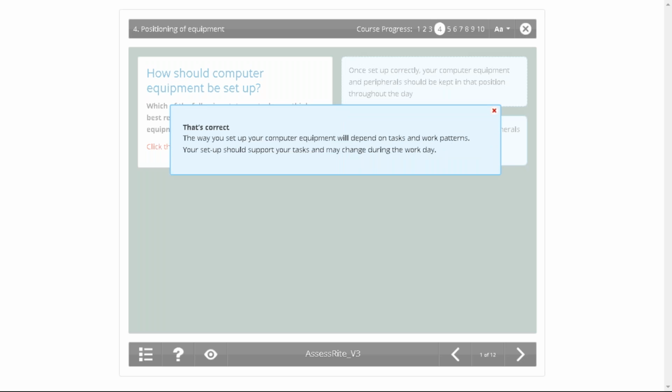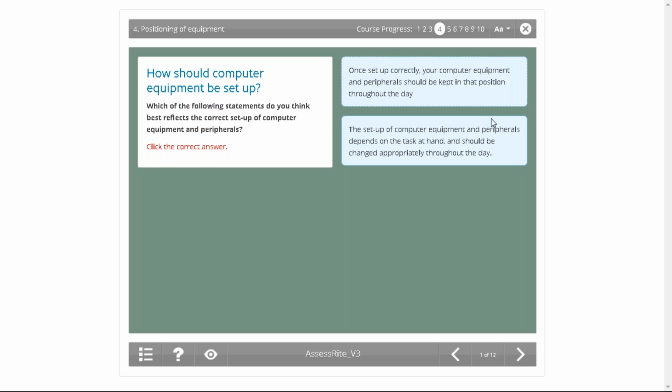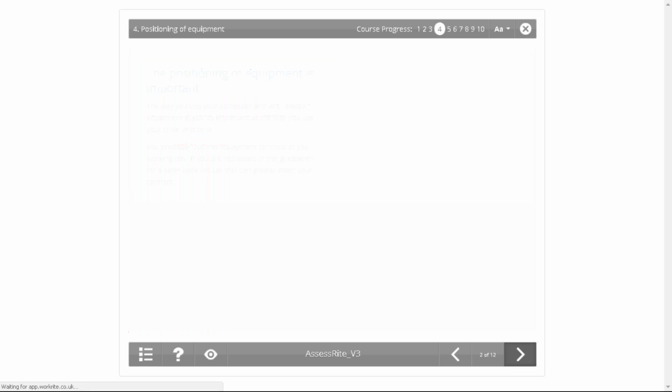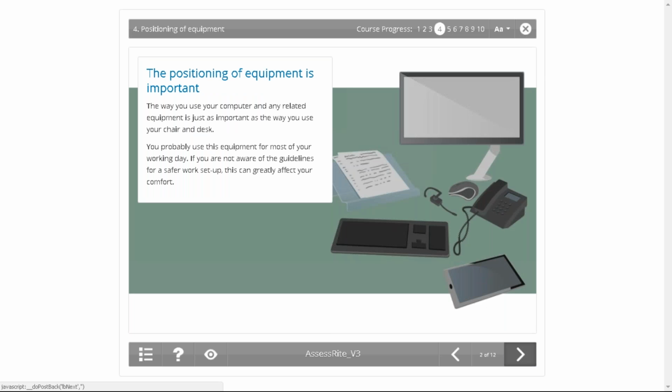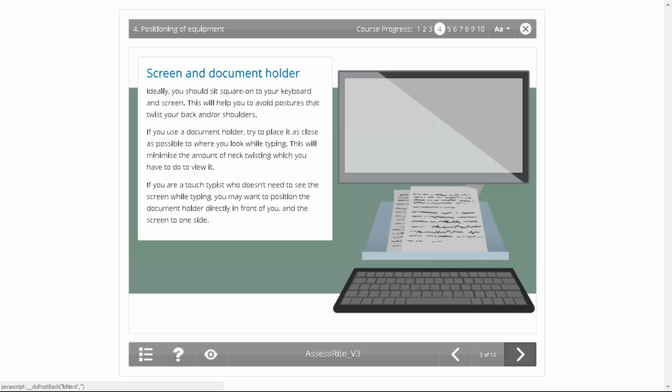That's correct. The way you set up your computer equipment will depend on tasks and work patterns. Your setup should support your tasks and may change during the working day. It's all right to be a bit fluid with it. The way you use your computer and any related equipment is just as important as the way you use your chair and desk. You probably use this equipment for most of your working day. If you're not aware of the guidelines for a safer work setup, this can greatly affect your comfort, and this is what our new AssessRite is all about.